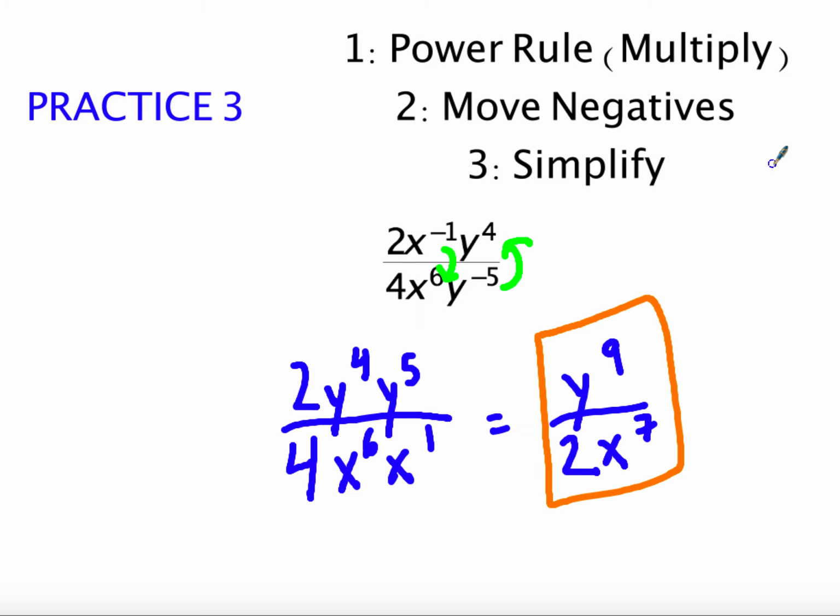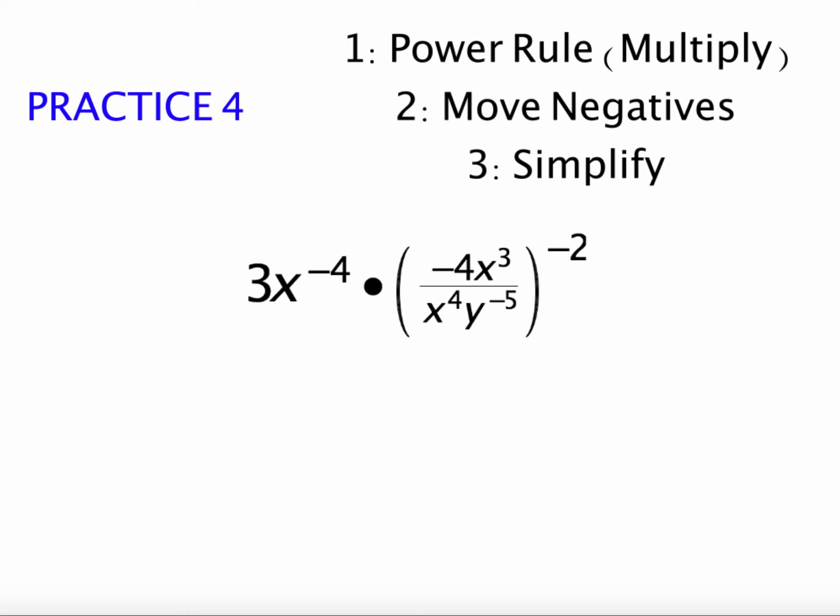Practice 3, we should have a final answer of y to the 9th divided by 2x to the 7th. So the x to the negative 1 becomes x to the 1st in the denominator, y to the negative 5th becomes y to the 5th in the numerator. So we have 2, y to the 4th stays put, y to the 5th, divided by 4, x to the 6th times x, which simplifies to, we could have stayed with 2 y to the 9th over 4 x to the 7th, but then 2 divided by 4 simplified is 1/2, where we don't need to show that 1.